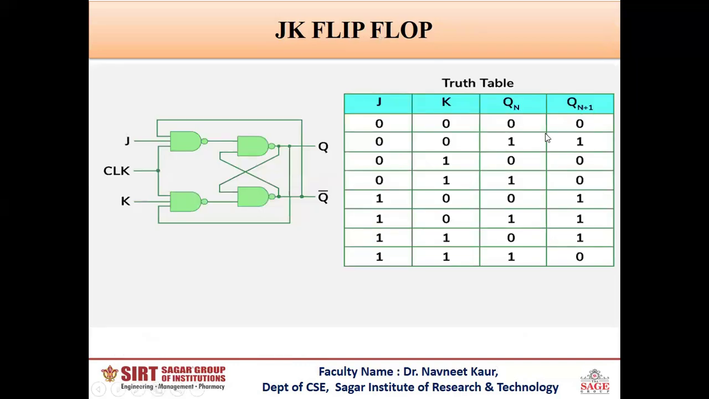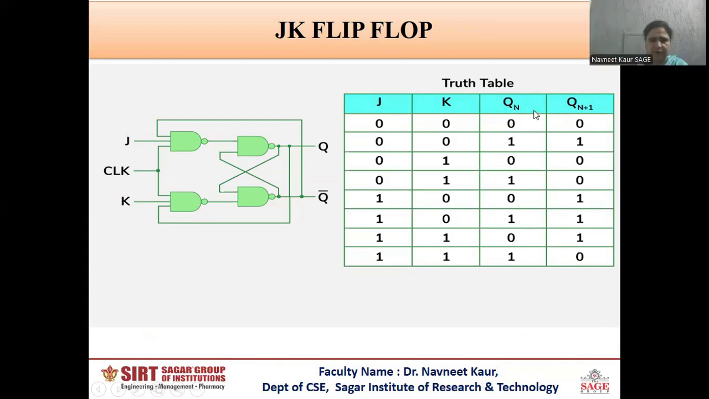Now coming to the truth table, we have taken inputs J, K and Qn is the present state of the flip-flop. And this is the next state of the flip-flop, which is denoted by Qn plus 1. Now, since there are 3 variables, 8 combinations will be taken from 0, 0, 0 to 1, 1, 1.